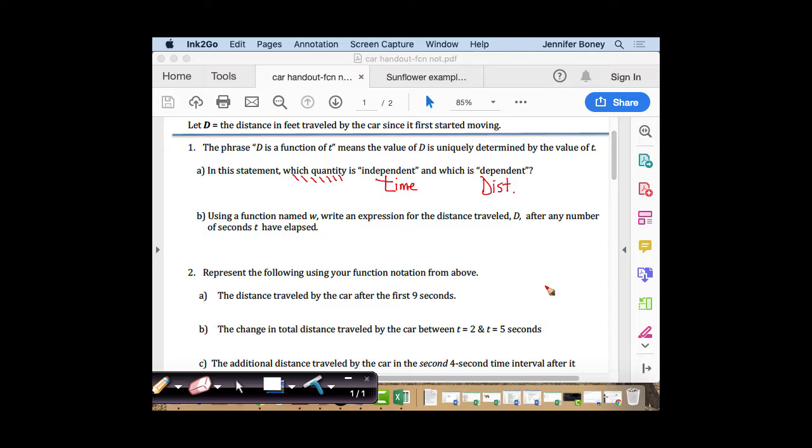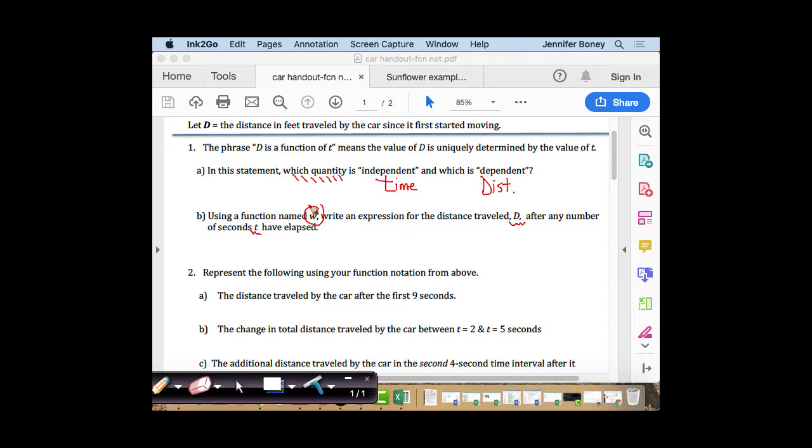Now, statement B says, using a function named W, so it doesn't have to be T or D, write an expression for the distance traveled after any number of seconds T have elapsed. D is the dependent variable, T is the independent variable, W is the name of the relationship between those two.